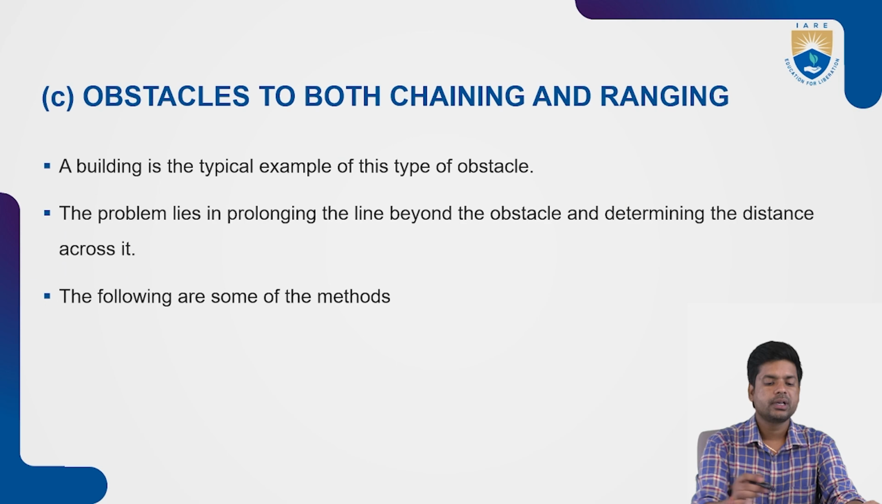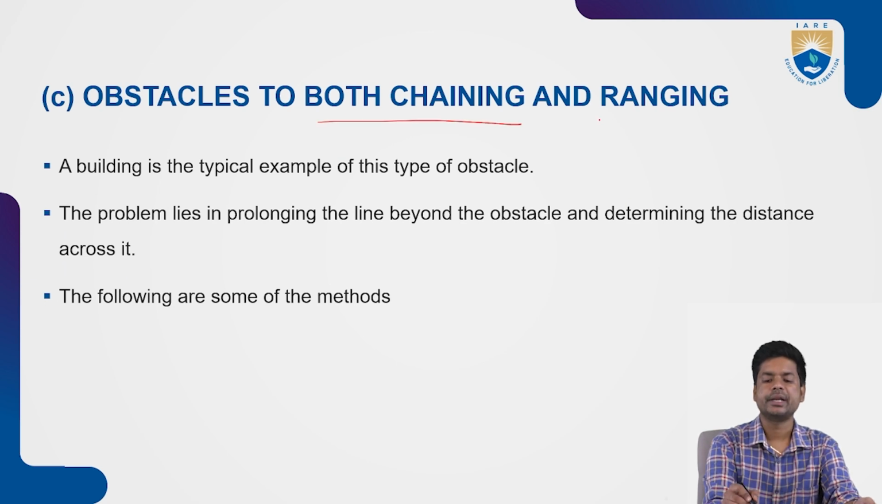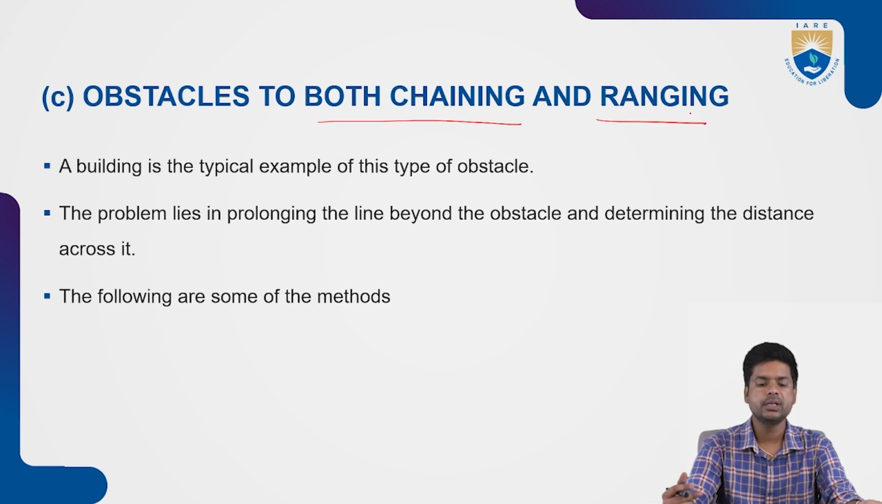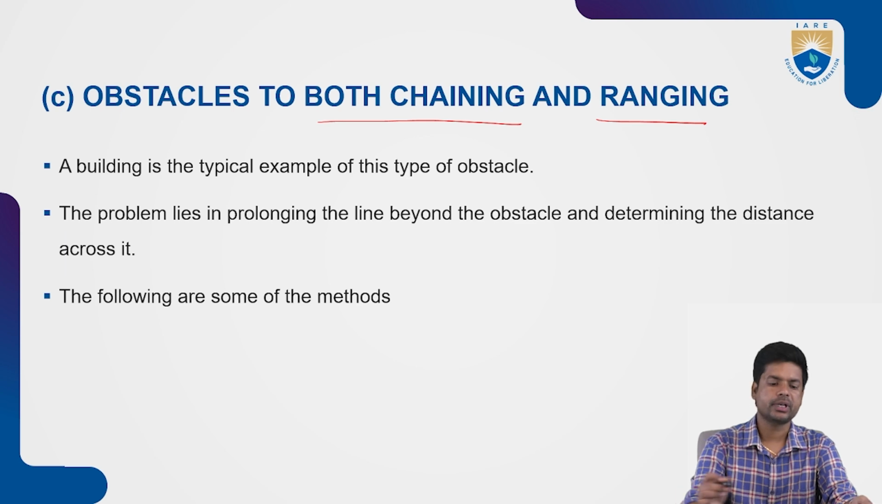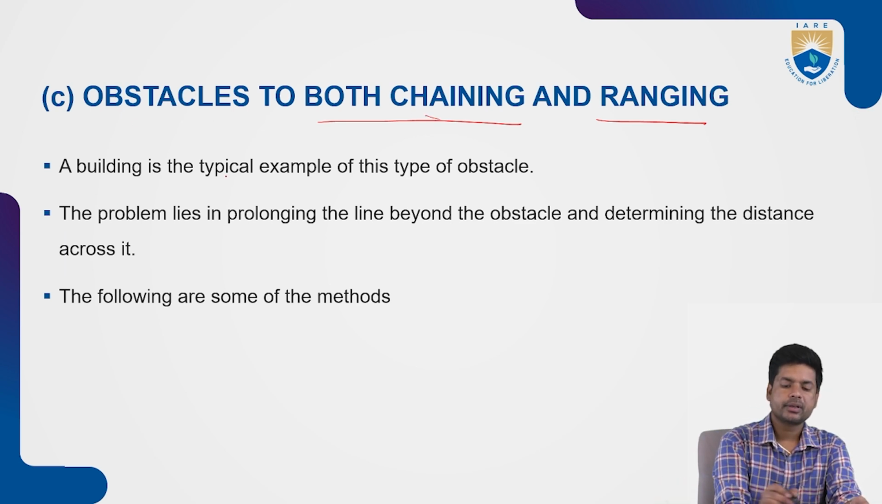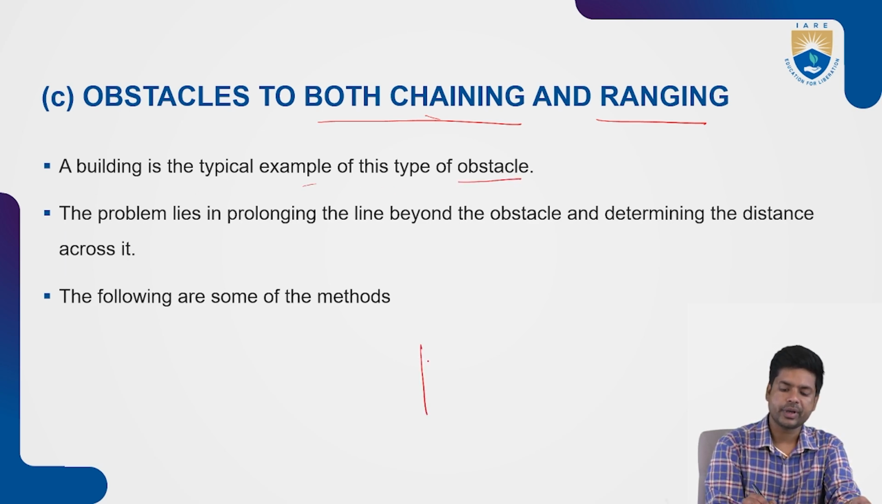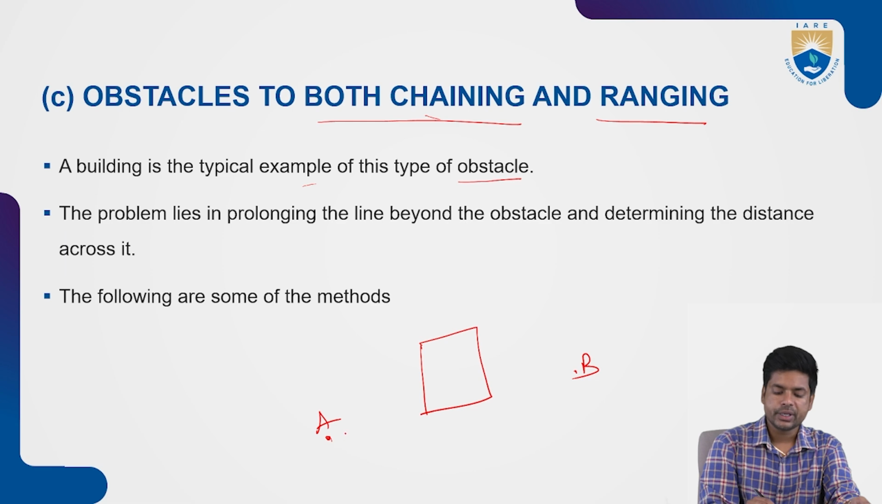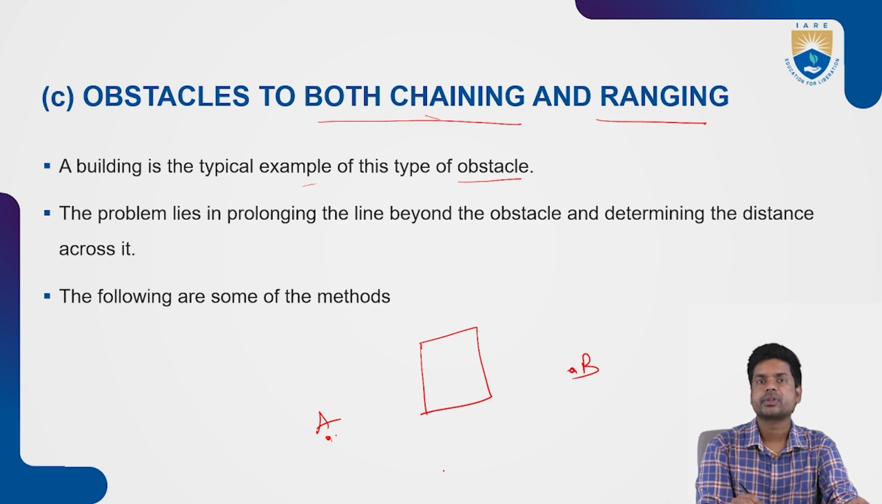Next is obstacle to both chaining and ranging. Till now we have seen the obstacle only to ranging. Now here, both chaining and ranging. A building is a typical example of this type of obstacle. Suppose you have a building like this, I'm drawing the side view, and this is point A and this is point B. Here you cannot see the point B. I want to measure the distance from here to here, but here we have an obstacle like a building.